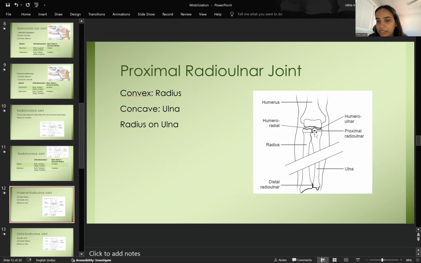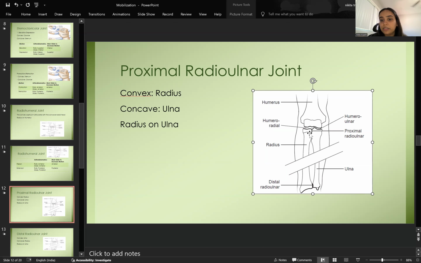The ulna is concave and the radial head is convex. You can see in the mirror the two joints of the radioulnar joint. This is the radial head, the convex, and this is the ulnar part that comes in contact with the radius, concave. So who is going to move? The radius is going to move on the ulna. Convex is going to move on the ulna. If convex is moving, rolling and gliding happen in the opposite direction.